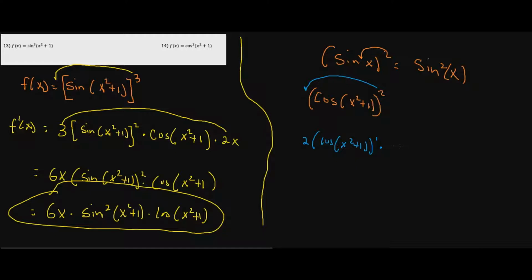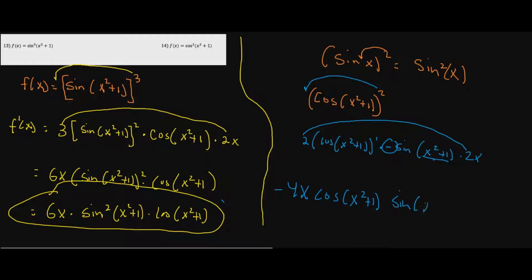What's the derivative of cosine? Well, it's going to be negative sine. And we ignore that parenthesis for now, x squared plus 1, like such. Now what's the derivative of this inside? Well, it's 2x. Boom. Okay, to simplify this, we got 2 times 2, which is 4, but we have this negative, so that's going to become negative 4x. And we're going to get cosine of x squared plus 1 times sine of x squared plus 1. And there it is, your derivative function.